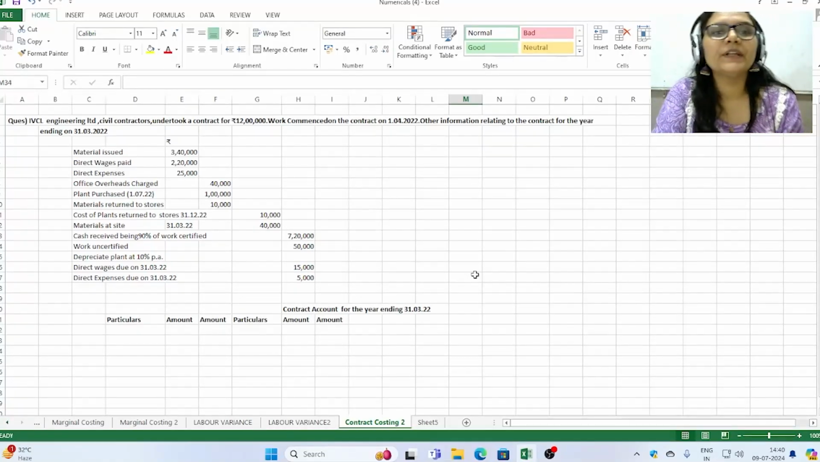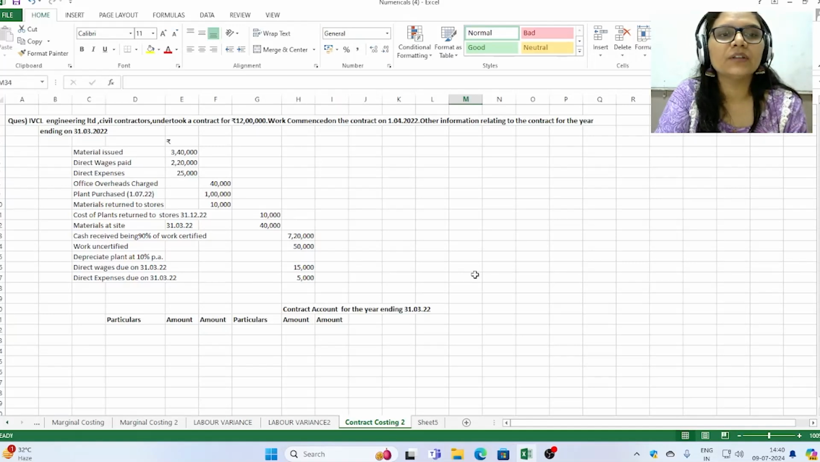IBCL Engineering Limited, a civil contractor, undertook a contract of rupees 12 lakh. Work commenced on the contract on 1st April 2022. Other information relating to the contract for the year ending 31st March 2022 is given below.